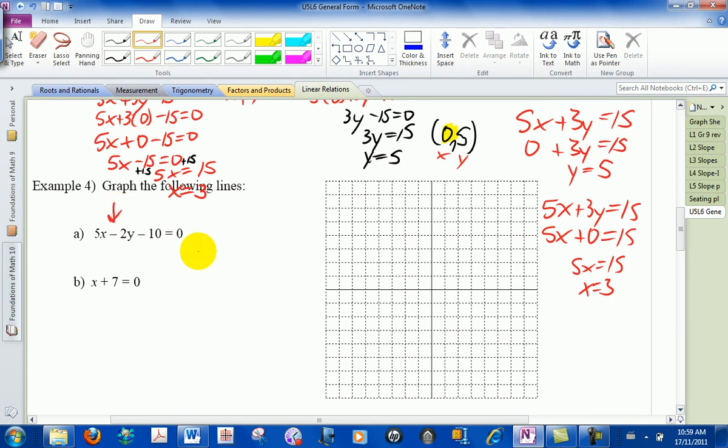So what I want you to do is graph this. Find the x-intercept, find the y-intercept. Do that now using equation A. Okay? So just use this equation, find the x-intercept, find the y-intercept. Again, what has to equal 0? What has to equal 0? Make your chart.